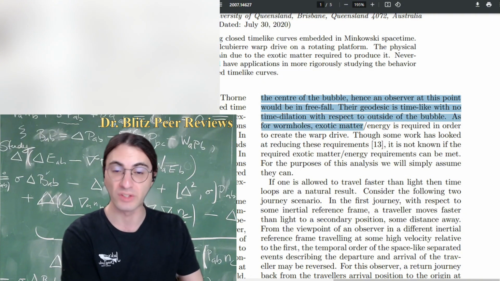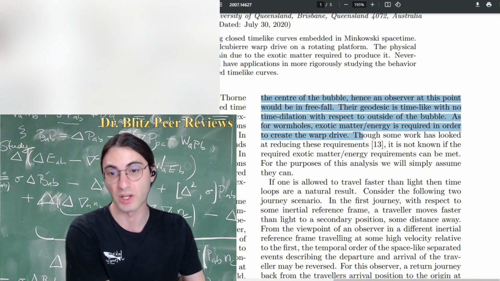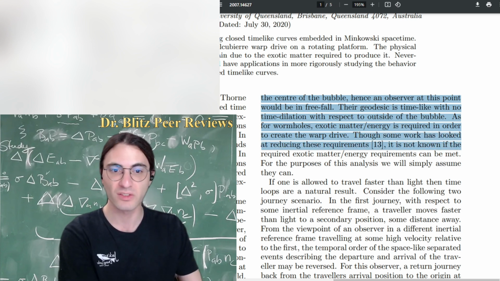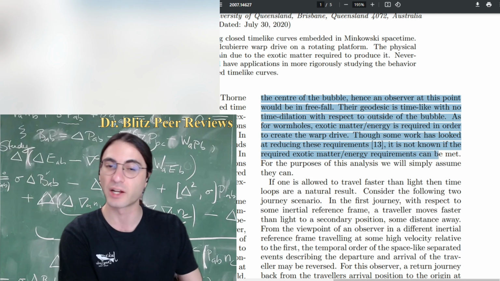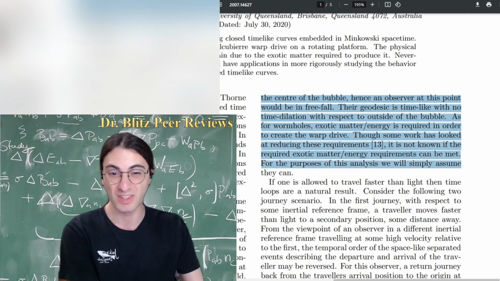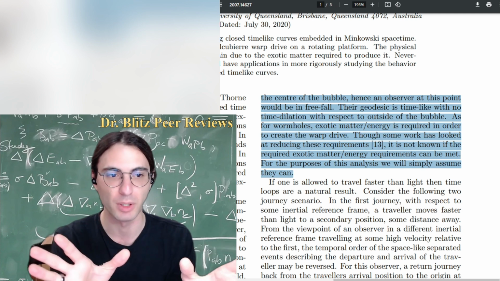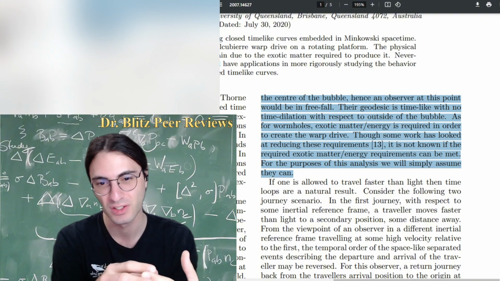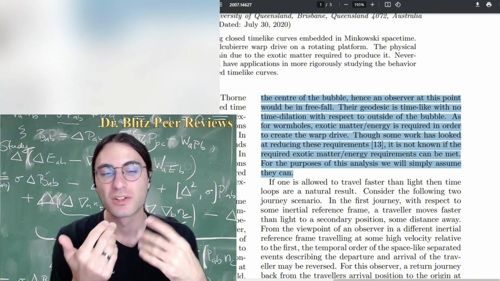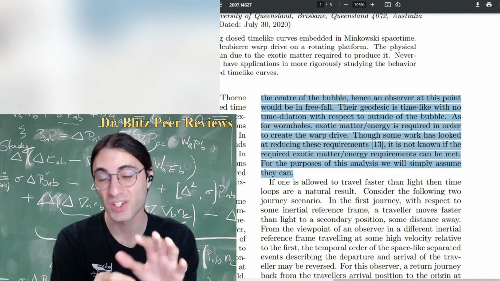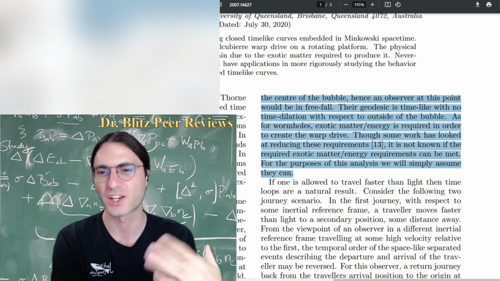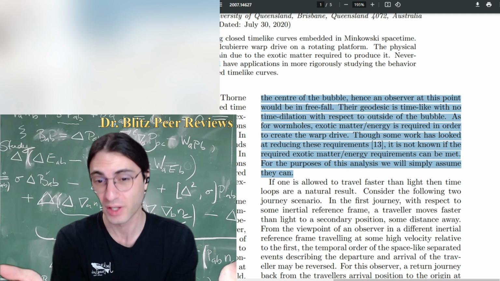As for wormholes, exotic matter and energy is required in order to create the warp drive. Though some work has looked at reducing these requirements, it is not known if the required exotic matter energy requirements can be met. For the purposes of this analysis, we will simply assume that they can. So they're going to say, look, there are a lot of problems with warp drives, with time machines, with closed time-like curves. These are, in some sense, physics problems, but they're just going to say, assume that all of those problems are not there. What can we actually say about these things? That's the whole purpose here.